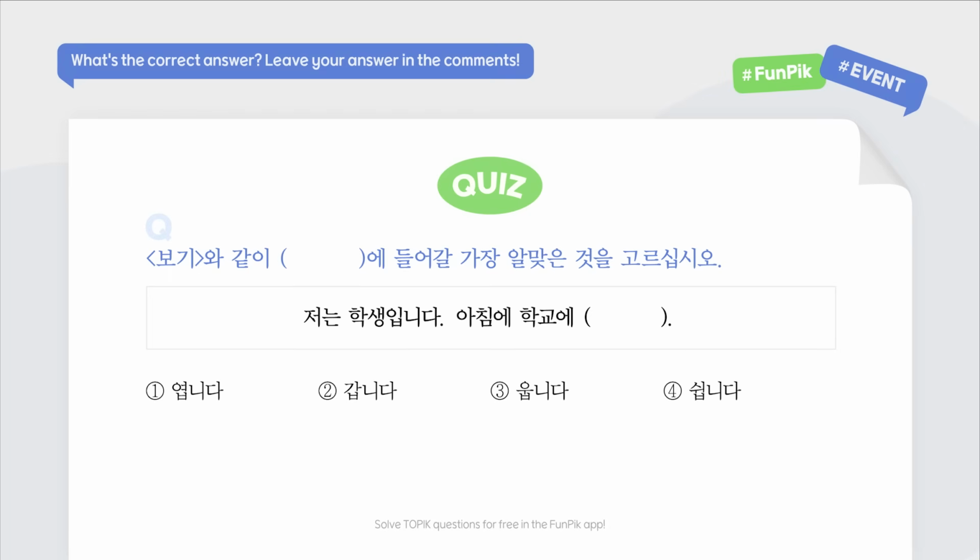Alright, let's see if you've really understood this question type. I'll leave you with a question to solve by yourself. Please take a look at it and leave your answer in the comments down below.